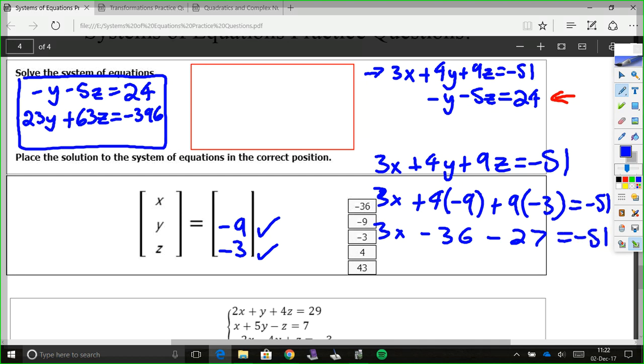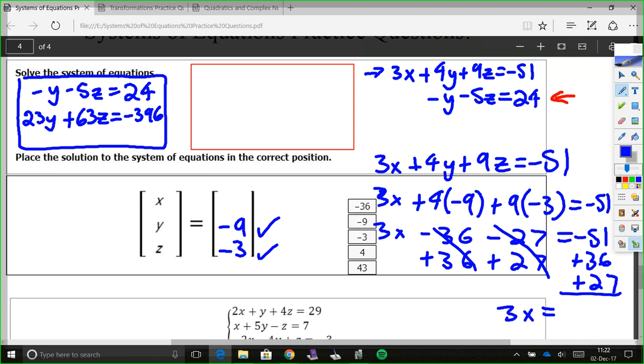So now let's add 36 to both sides, and let's also go ahead and add 27 to both sides. That way I can cancel these two things out, and we'll just have 3x on the left equal to whatever negative 51 plus 36 plus 27 is, which I believe is 12. And then you would divide by 3, you'd have x equal to 4. Finally, just like that, we've answered our system.